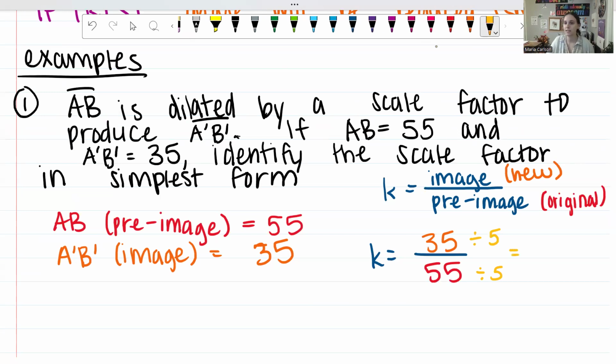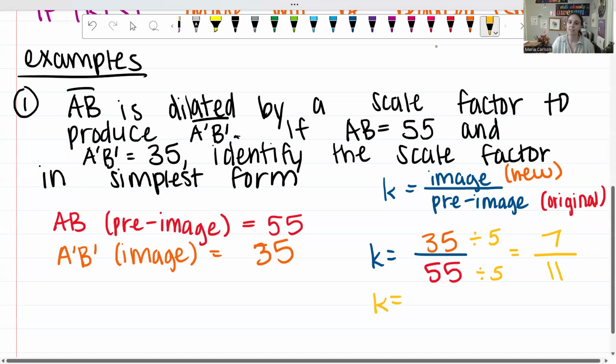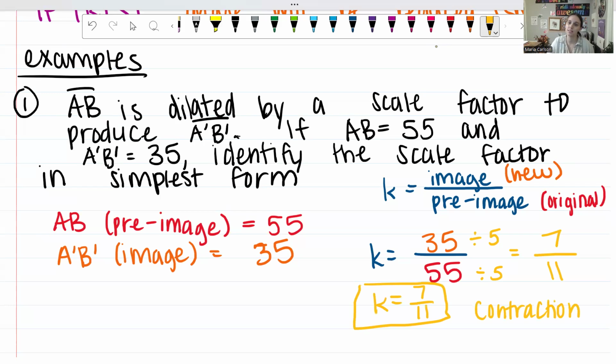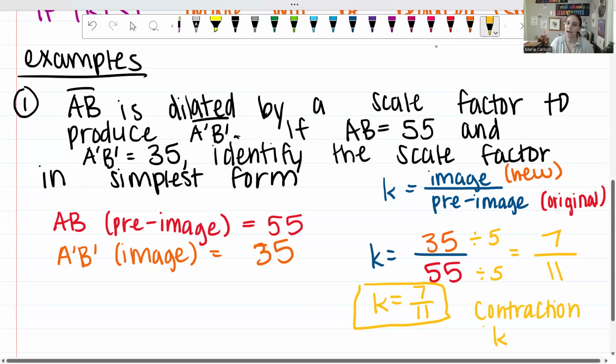So this tells me then that our scale factor is, well, 35 divided by 5 is 7, and 55 divided by 5 is 11. So our scale factor K is 7 over 11, which tells us here that we had some reduction, or what we call a contraction. Became smaller because K, the absolute value of K, I mean, it's positive anyways, but it is less than 1.